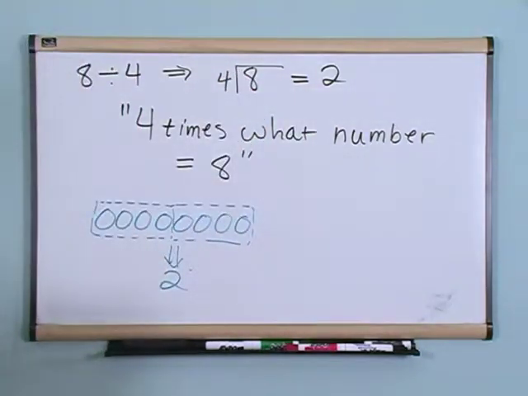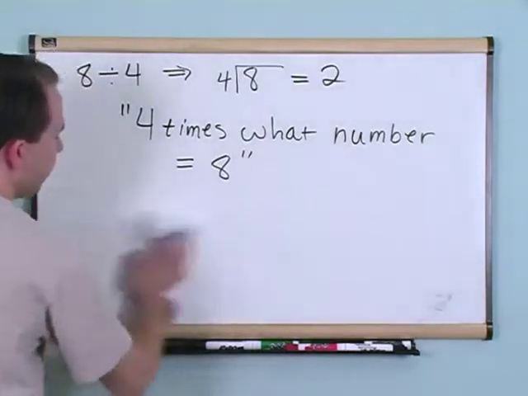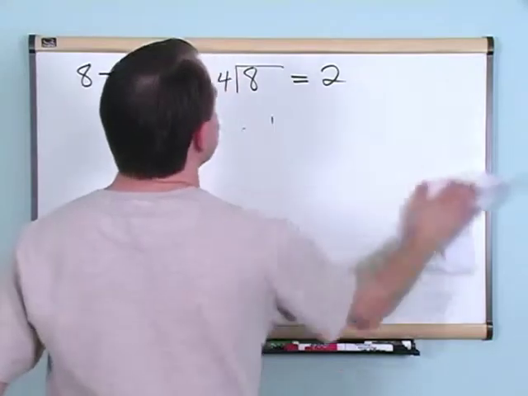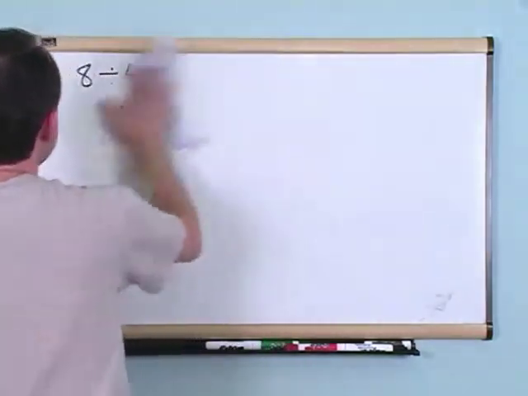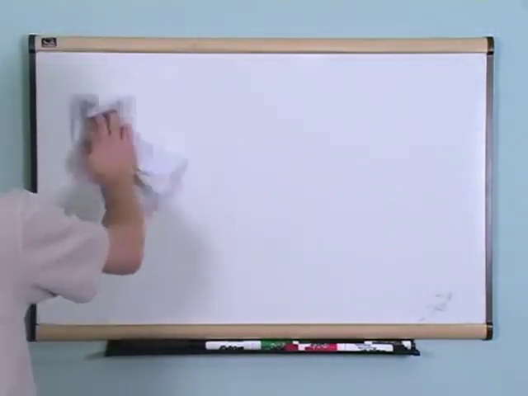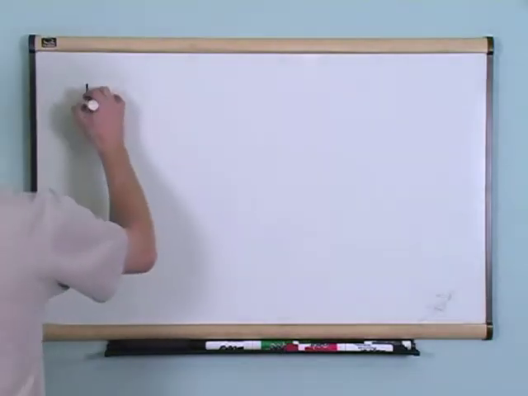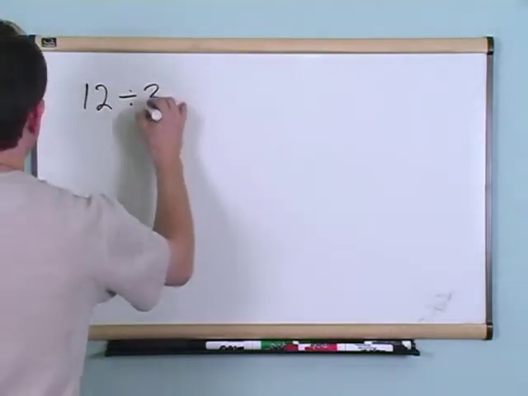And the answer in this case was 2. So that's all you have to do, just write 2 down. So if you know your multiplication tables, division is not going to be hard. If you are not so good at your division tables, then you need to practice, because it'll just make everything a lot easier. What if you have 12 divided by 3?